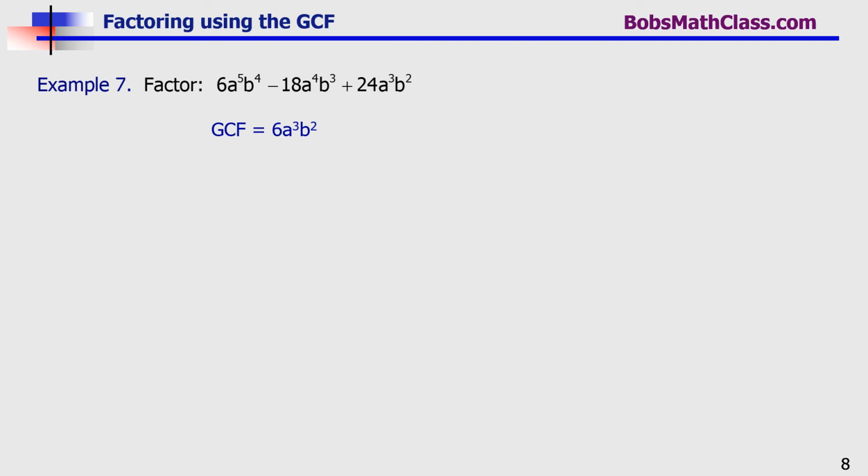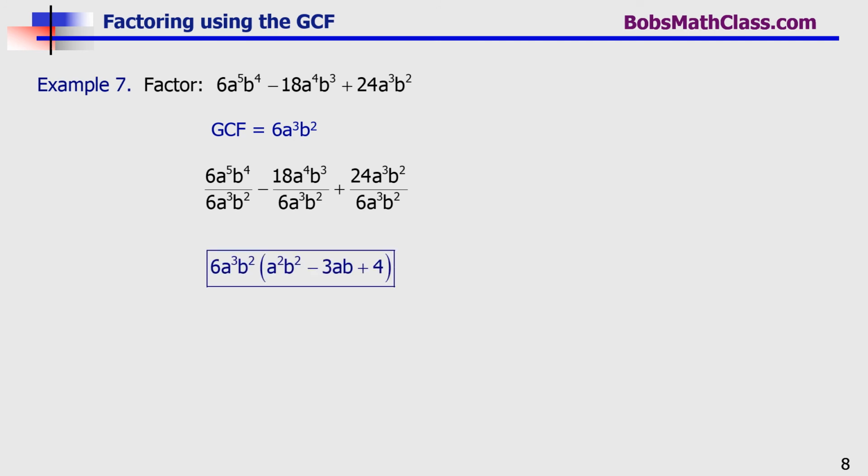Now we're going to divide each of them by 6a to the third b squared. The 6a to the third b squared will be written in front of the parentheses, and the answer to those division problems will be written inside the parentheses. All right, 6a to the third b squared in front of the parentheses, a squared b squared minus 3ab plus 4.